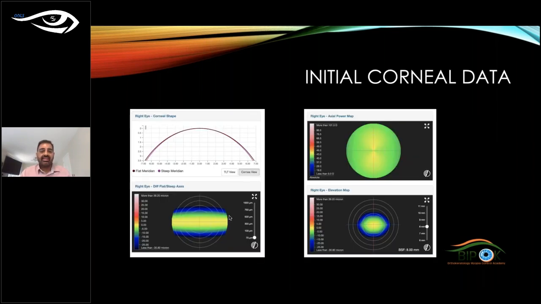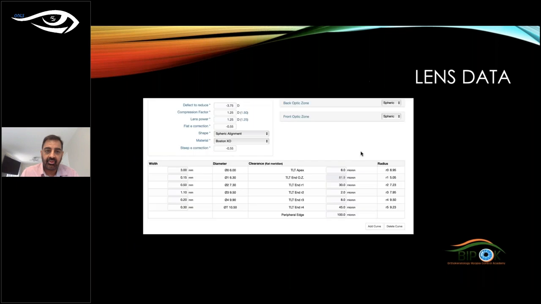Now, as soon as you put this data in, this is what RGP will give you: a corneal shape, and this is all simulation, as you can see. So this is not a topography map. This is actually the data you put in. Now, if you've got a topographer, you can look it up on your topographer, and it will look exactly the same. Especially this map here, you'll see that exactly what you're seeing here is from the topographer, although this is not the topographer, it's just the data you put in.